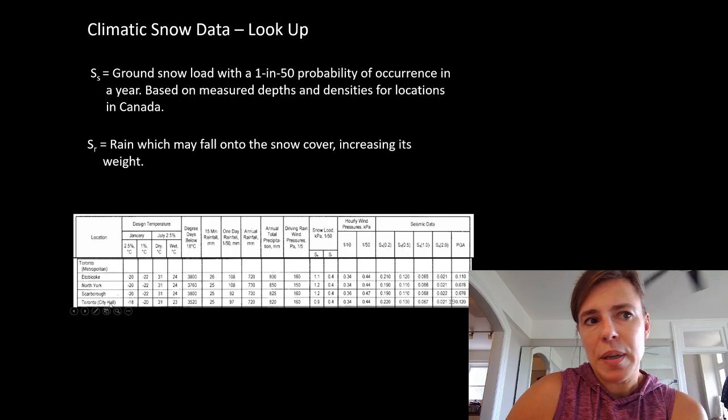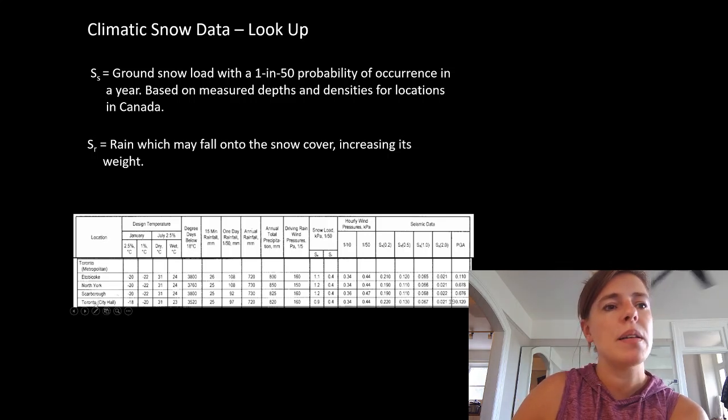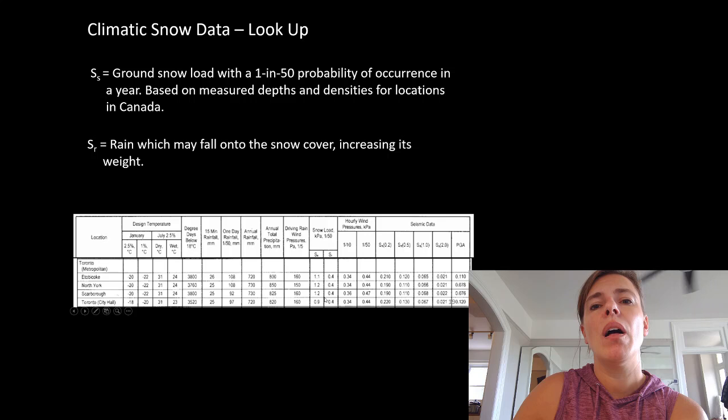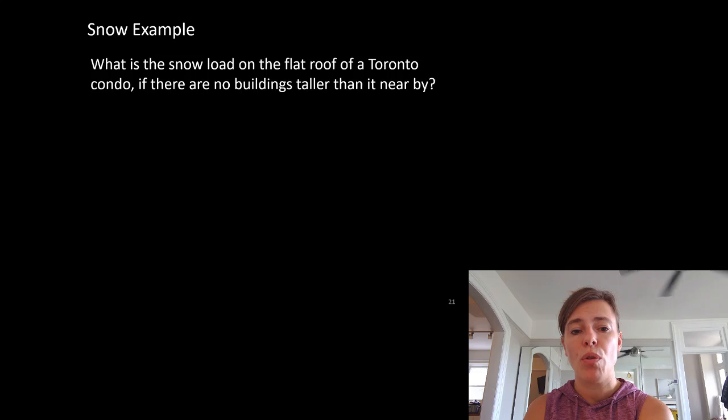Toronto, they've said Toronto explicitly. I think they would have said Etobicoke, North York, or Scarborough if it was otherwise. But we've got Toronto City Hall. SS is 0.9 and SR is 0.4. So now we have our SS and SR for our 1 in 50 year snow load event.